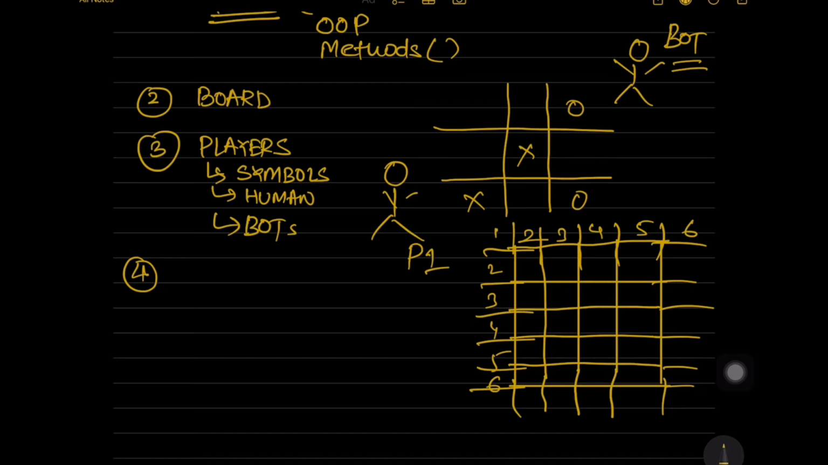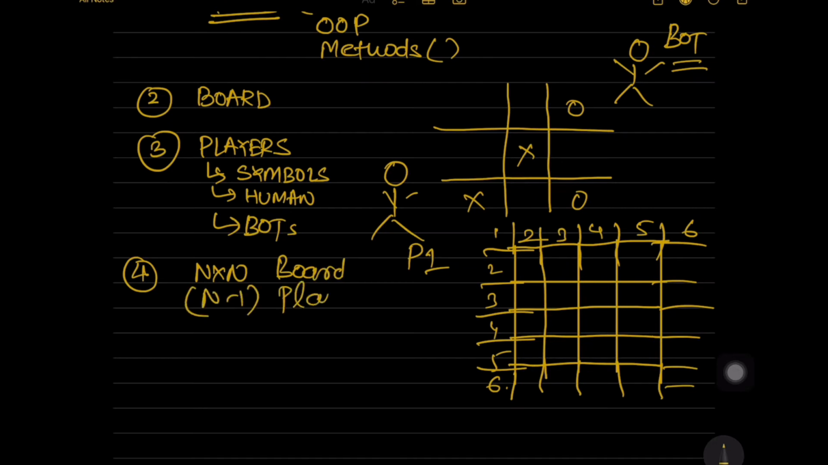Let's remove this one, and remove this two, and this will be our sixth one. So let's say this is 6 by 6 mode, including the upper one. So if it's an n cross n board, then we can have n minus 1 players, right? For example, this was a 3 cross 3 board. You see, this was a 3 cross 3 board, then we had 2 players.